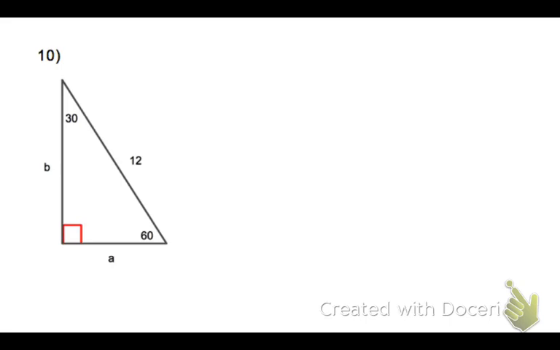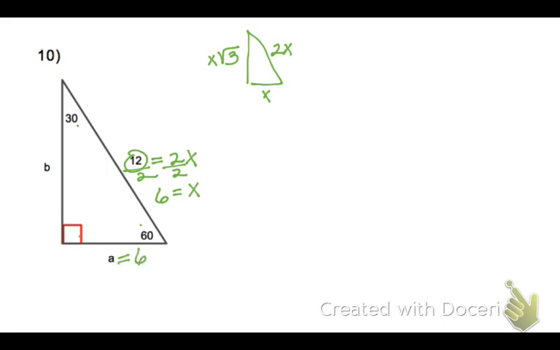And our last problem. Okay, again, another 30, 60, 90. So I'll write my little reminder up here. So I have my x, x square root 3, and 2x for my hypotenuse. This time I'm given my hypotenuse. So my 12 is equal to 2x. Divide both sides by 2 to isolate the x. 12 divided by 2 is 6. 6 equals x. So I know my a, my smallest leg, is going to be equal to 6.